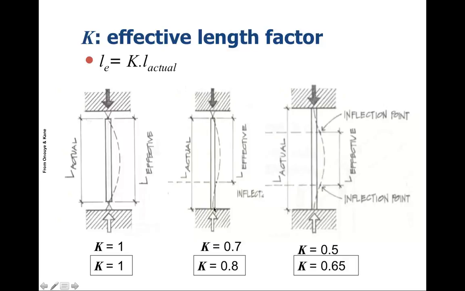So that would be K equal to 1. This is another scenario where it's fixed at the bottom, so it can't rotate very easily at that point, but it can rotate as a pin connection at the top. So in this case, we have a shorter effective length. K is equal to 0.7 in this case. And then what about the case where it's fixed at the top and the bottom? Here we have K equal to 0.5.